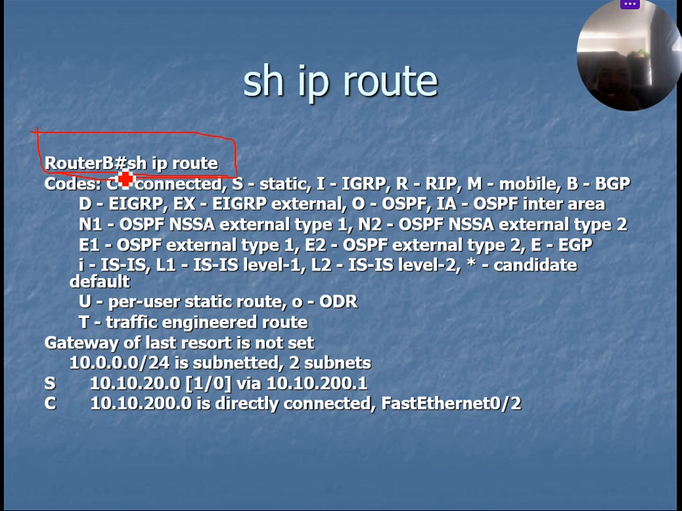Now you see the gateway of last resort is still not set on this. So you see 10.10.0.0/24 is subnetted. We have two subnets, and here we have the destination to be 10.10.20.0 on the interface 1/0, via meaning the next hop, which is 10.10.200.1. Now it is .1, like I have already explained. Then the 10.10.200.0 is directly connected, FastEthernet 0/0, meaning this is how it came, and then it's going back with this one.